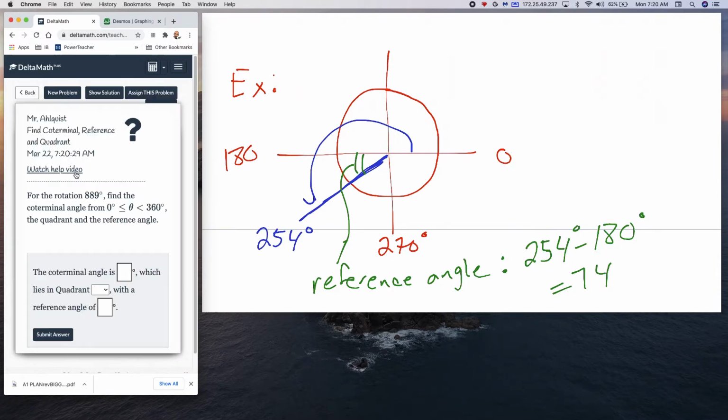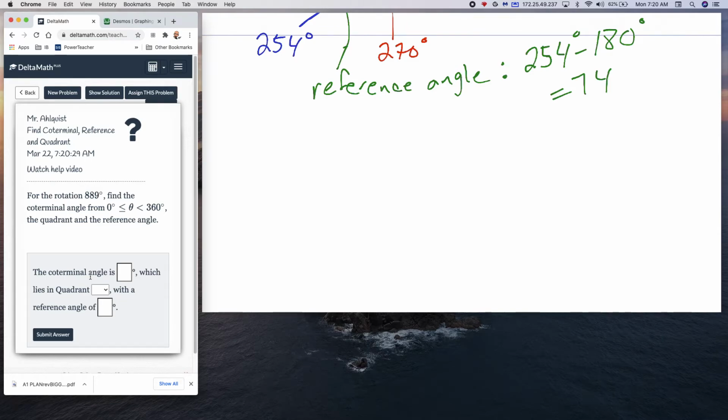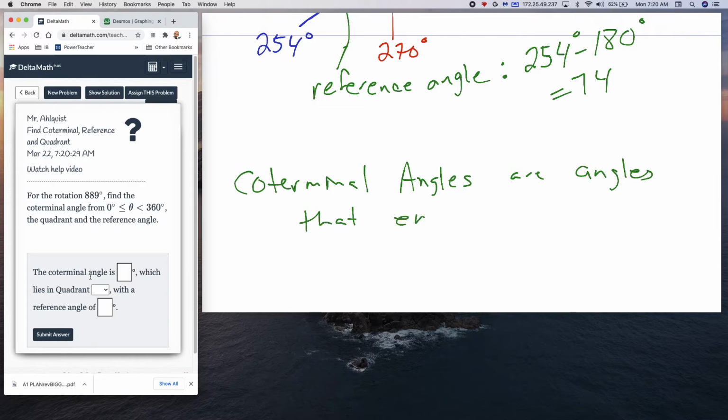You're also going to be talking about what is termed coterminal. So let's talk about what that word means. Coterminal angles are angles that end, or what you would think of as being, that's where the word terminal comes from.